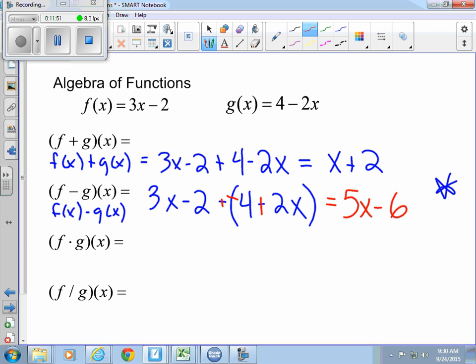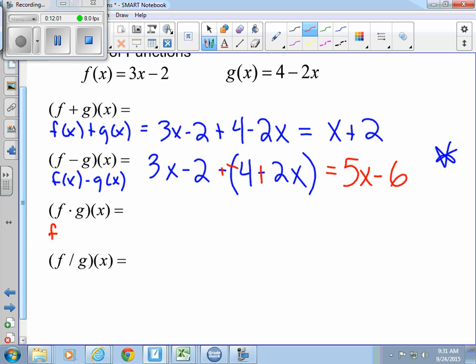The next one with a little dot, what does the little dot mean in math? Multiplication. So f times g of x. Again, this means f of x times g of x. And I want to say this one more time because for some crazy reason, students try to multiply an extra x. Remember that x is not multiplication at all. It is just saying f times g of x. So we're just going to do f of x multiplied by g of x.